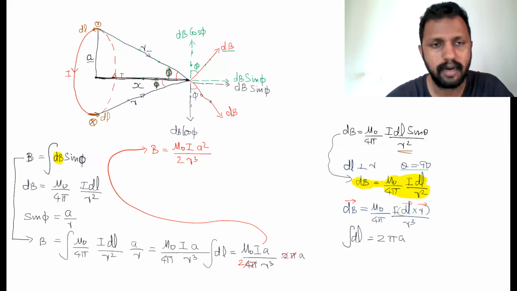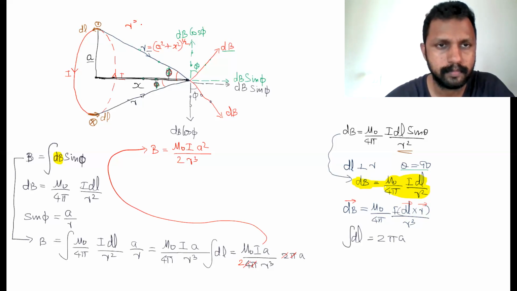Then if you are substituting for r, what is r? From this triangle, r is the longest side or hypotenuse. Therefore, we could write r is equal to root of a square plus x square, or a square plus x square whole to the power 1 by 2. Therefore, what should be r cube? R cube should be the cube of this, that is a square plus x square whole raised to 1 by 2 whole cube, which is whole raised to 3 by 2. Is it clear? R cube is a square plus x square whole raised to 3 by 2.